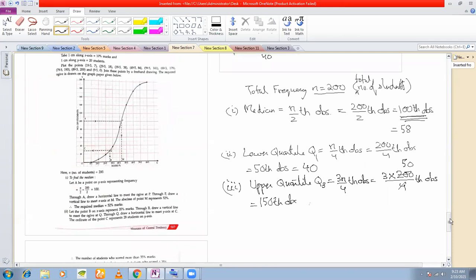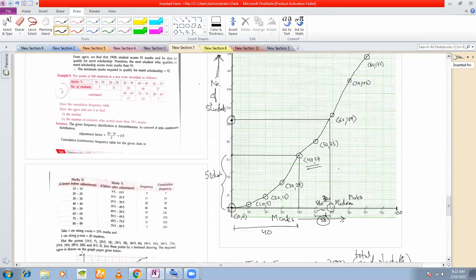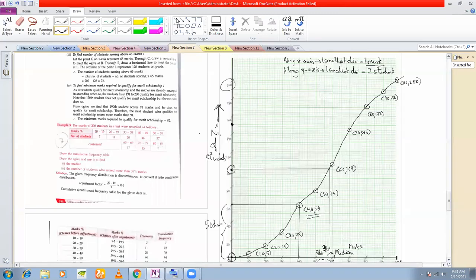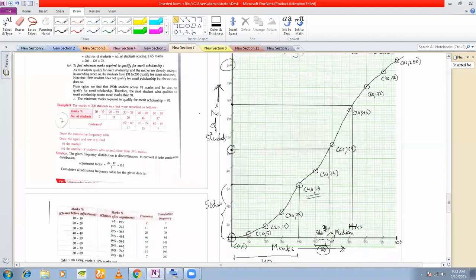Now let's locate the 150th observation from the graph. This point is your 150. Okay. So now from here, again, we'll draw a line to intersect the curve, the ogive. And from the point where this straight line intersects the ogive, we're going to draw a perpendicular on the x-axis. Okay, so this is one.